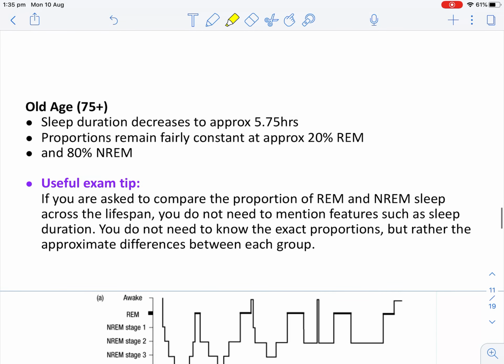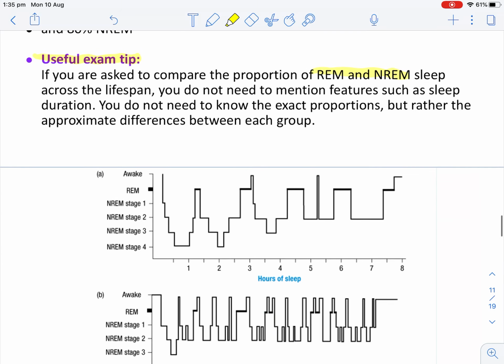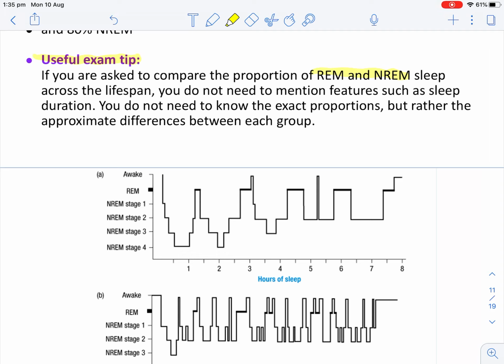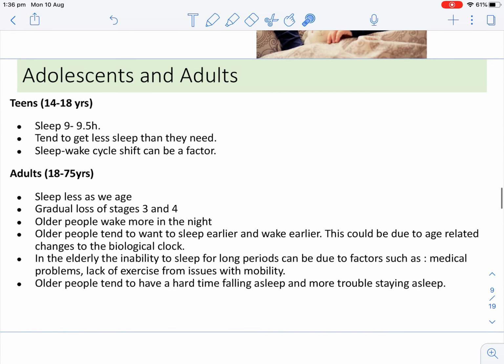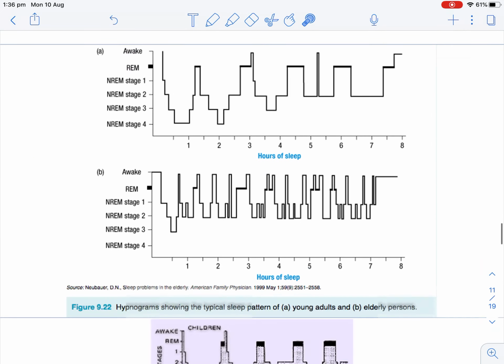Okay, so old age, and this is a very useful exam tip. So if you're asked to compare the proportion of REM and non-REM sleep across the lifespan, you don't always have to mention features such as sleep duration. So you don't need to know the exact proportions, but rather the approximate differences between groups. So if I'm reading a hypnogram and I'm trying to figure out how long the sleep is exactly, or how long that period went for, say, for example, here, you don't need to be able to identify that block there, which is about an hour and a half. What was the other thing I was going to say about old age? We'll get to it as we have a look at the hypnograms.